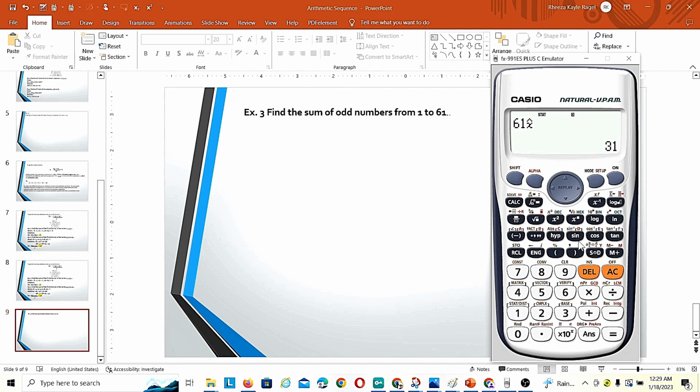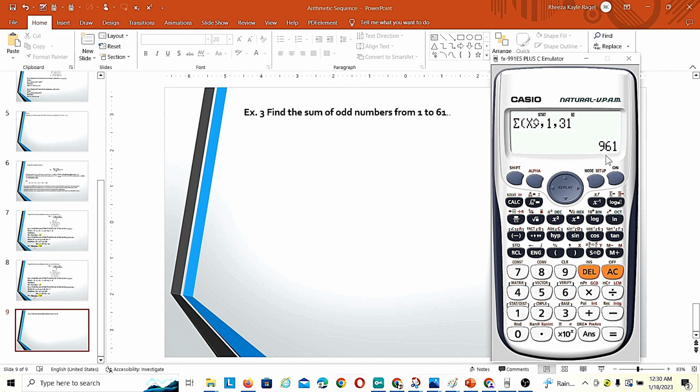And then what we're going to do is to press AC, shift, summation of x, alpha x, therefore. And then we will have y hat, number 5, summation of xy hat, comma, from 1 to how many terms? From 1 to 31. There you have it. So let us just press equals, and then you will have 961 as your answer.